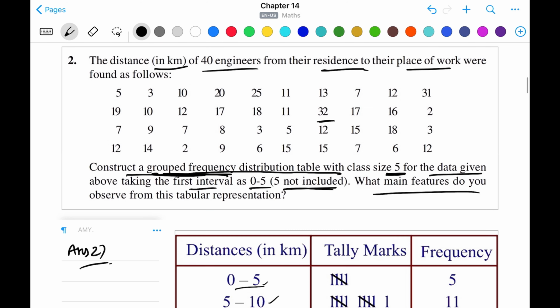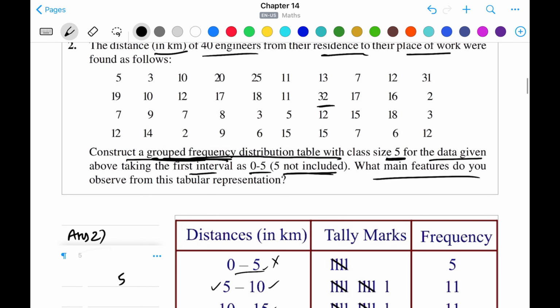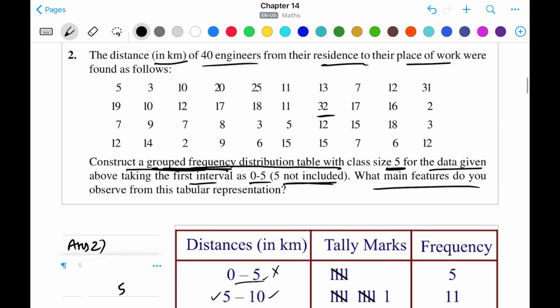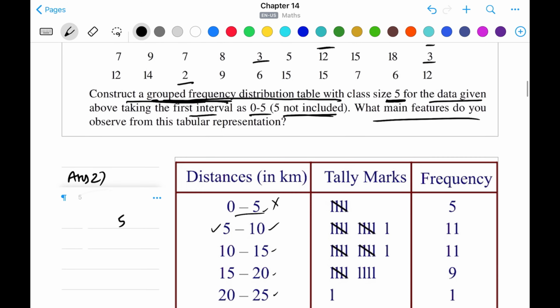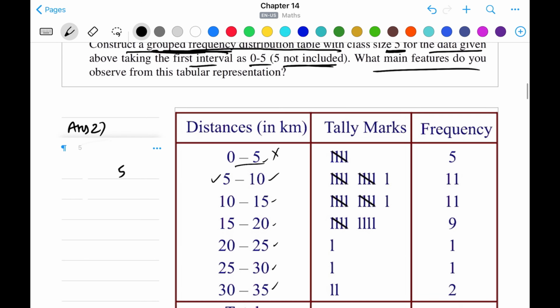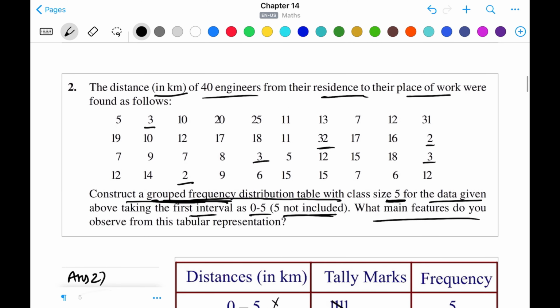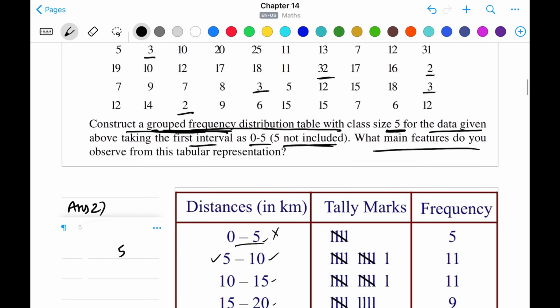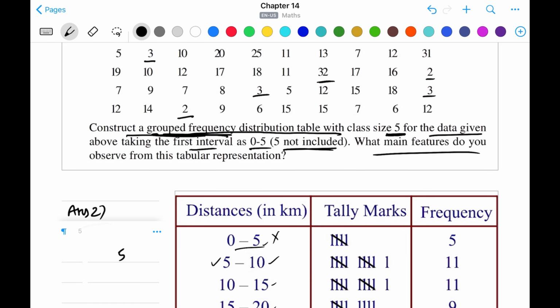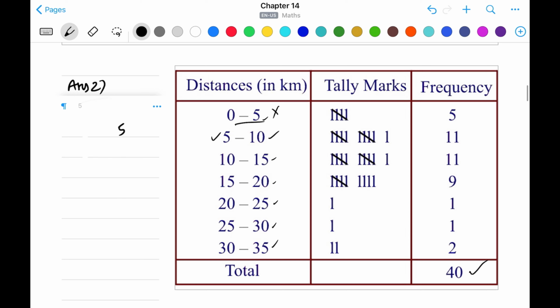Now we have counted the numbers between 0 to 5. As I told you, if we have the number 5, that will not be included here, the 5 will be included in the next interval. So for 0 to 5 we found only 5 people. Like we have this 3 kilometer, then this 2 kilometer, 3 kilometer, this 2 kilometer, and 3 kilometer. That means there are a total of 5 people living at a distance of 0 to 5 kilometers. And so on we write it for the other distances. As you can see, the sum is again 40. That means our information might be correct. Now based on this we are asked what main feature do you observe from this tabular representation. Okay, so we have this table.